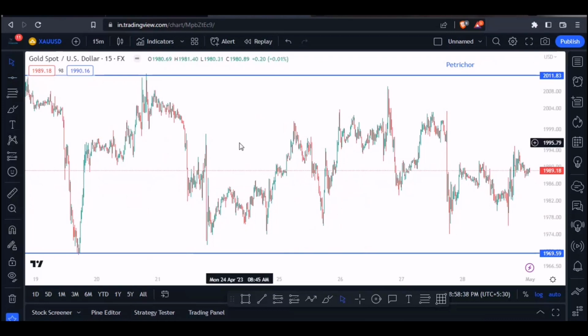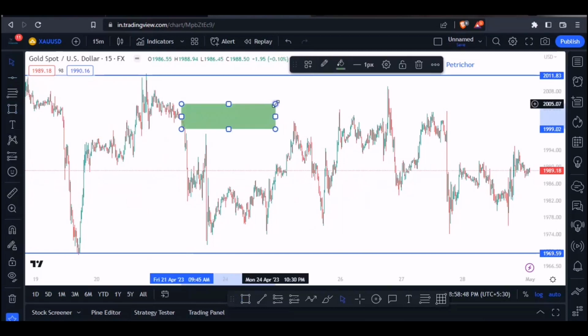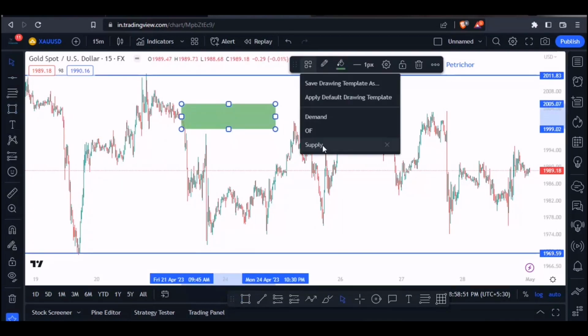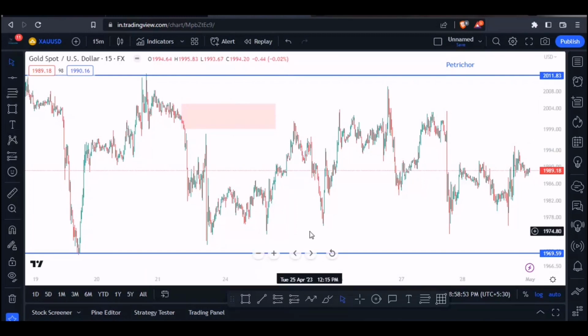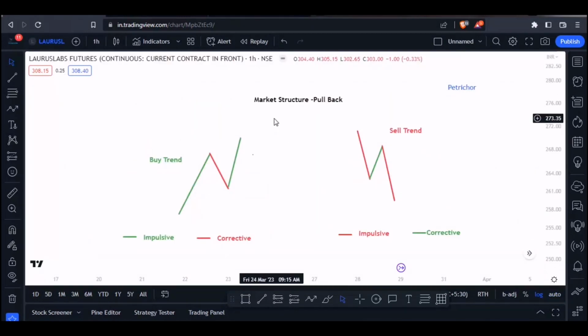So if we fail to identify the market structure with the help of pullback, we may lose money, because in between we may mark this as a supply zone or this as a demand zone, right? So we may fail. The main thing we have to do first is to identify the proper pullback.